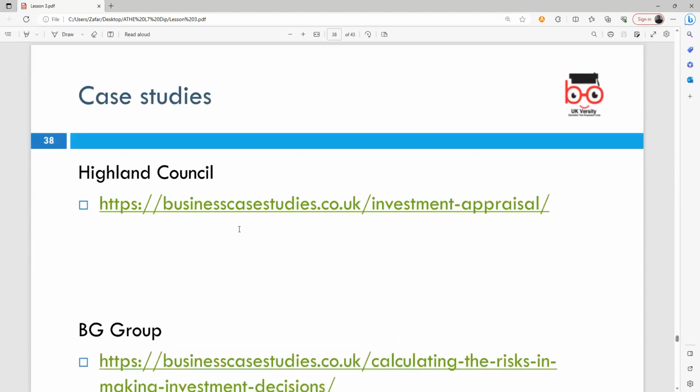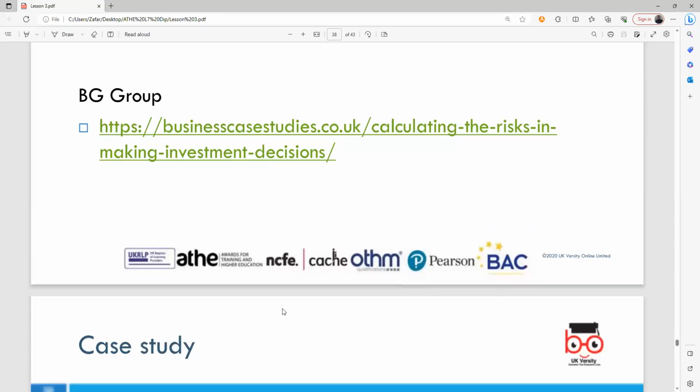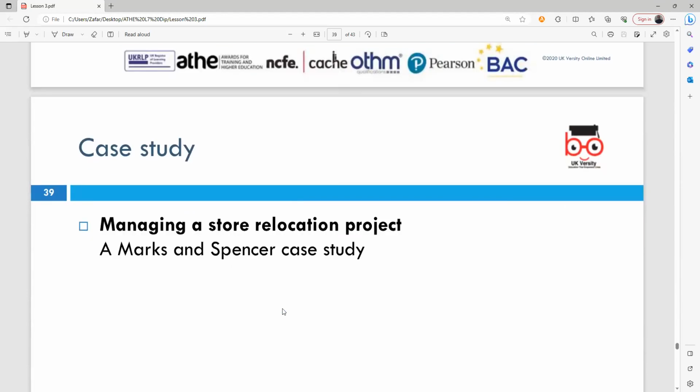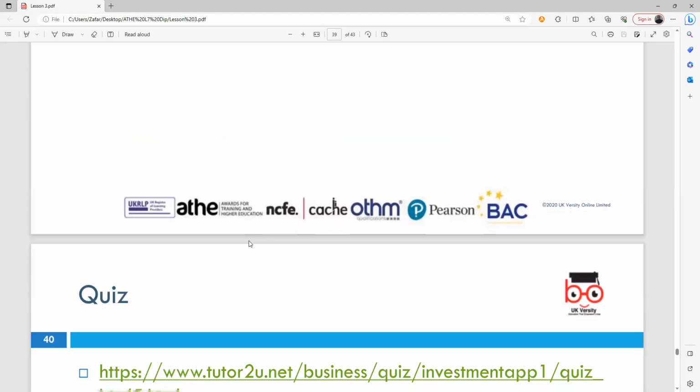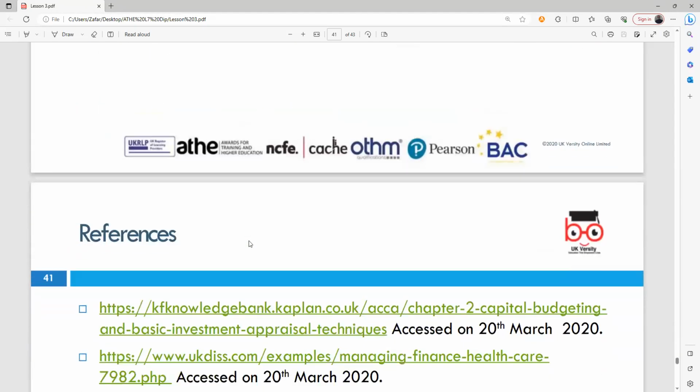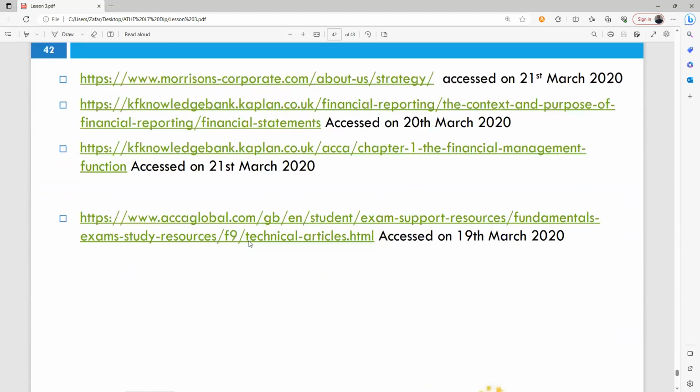You can look at the Highland Council, and you can do a BG group. So there are different case studies you can look at, and you can see what type of decisions they are making and why. So there are 3 examples you can look at. Another one, you can look at Marks and Spencer's case study as well. There are references, you can look at the different references as well.